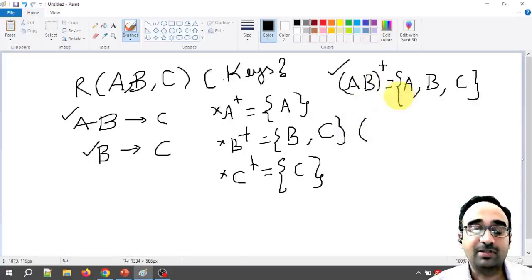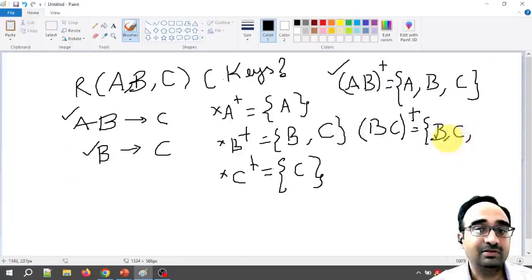You should not stop the process here just because you found AB is a candidate key. Similarly, you have to find whether BC is also a candidate key or not. So BC closure. Tell me what will come here. Yes, you have to include BC. Now check whether there is any FD with only B and C or both B and C. With B you have this. C is already included, no need to include it again. So that's all, there is nothing else. So the BC closure is BC itself. BC does not cover A, so BC is not a candidate key.